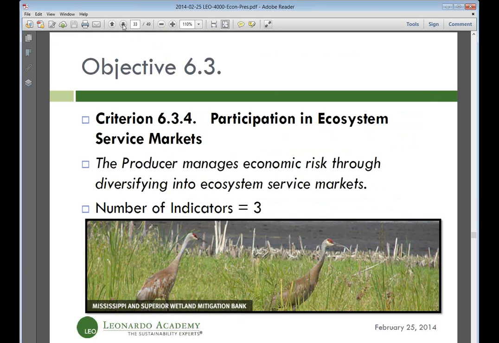So we're, again, just saying this is another way to diversify your operation and provide yet another crop or another product that can provide some economic return that can help you stay in business over the long term, and at the same time provide some sustainability benefits to the larger environment.